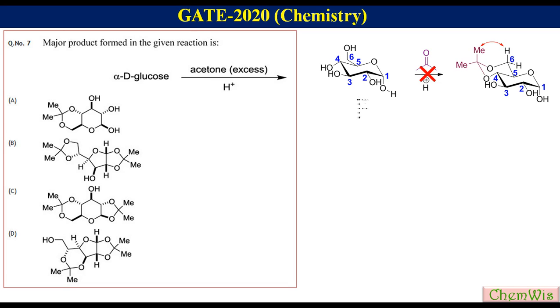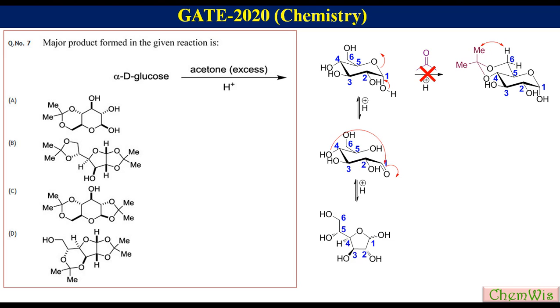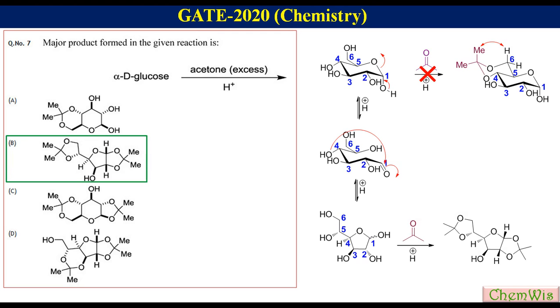Under acidic conditions, the 6-membered ring of the pyranose form opens up to generate this open chain form, which undergoes hemiacetal formation between the aldehyde and the OH at C4 to generate the furanose form. This undergoes acetonide protection at 1 and 2 and 5 and 6 to produce this structure. So option B is the correct option.